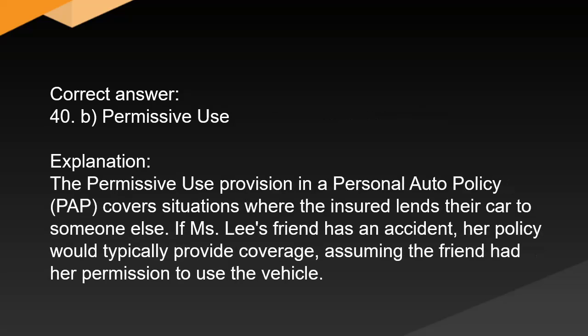Correct answer. B. Permissive use. Explanation. The permissive use provision in a personal auto policy, PAP, covers situations where the insured lends their car to someone else. If a friend has an accident, the insured's policy would typically provide coverage, assuming the friend had permission to use the vehicle.